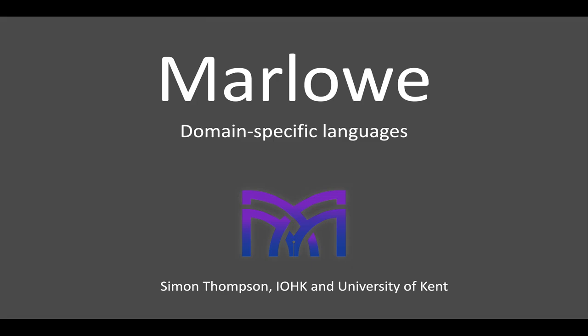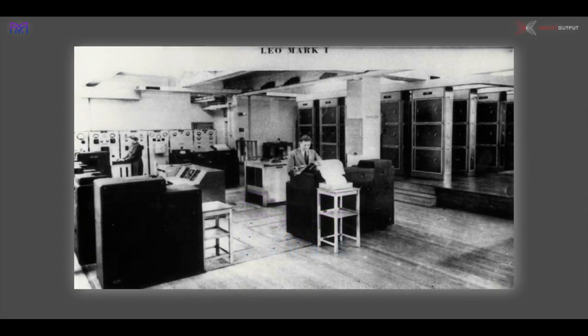In this video, I want to talk about domain-specific languages. And to start, let's look at a bit of computer history. This is one of the first computers used in a commercial context. It was called the Leo, built by scientists and engineers from Cambridge University for the Lyons Baking Company. This was in use in about 1950 in the UK.